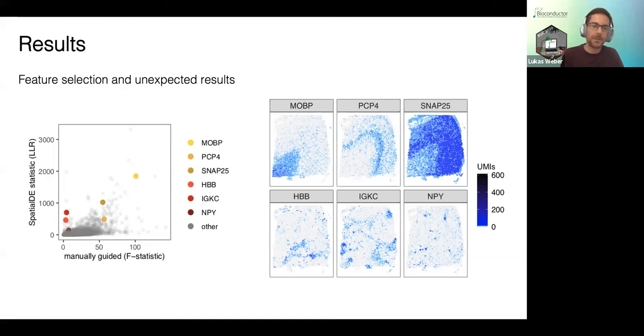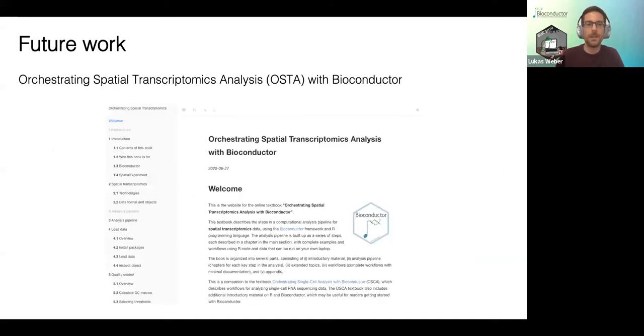On the left, that's showing the test statistics comparing the spatial DE test statistic against the manually annotated ones, showing that for these unexpected ones in red, we get a high test statistic from spatial DE, but low from our manual annotation. Okay, and the last thing I just wanted to quickly mention is we're now using this as the base for developing a longer and more comprehensive workflow for spatial transcriptomics unsupervised analyses using Bioconductor, and this is very much a work in progress, but you can keep an eye out for this. This will be released in a similar online textbook format as the existing OSCA book.